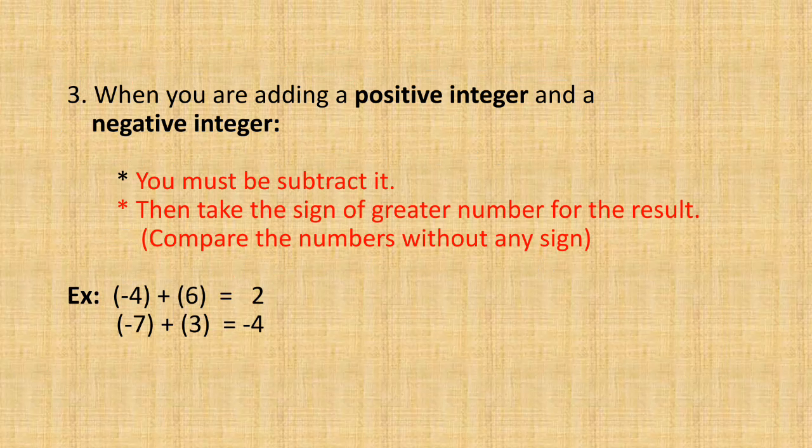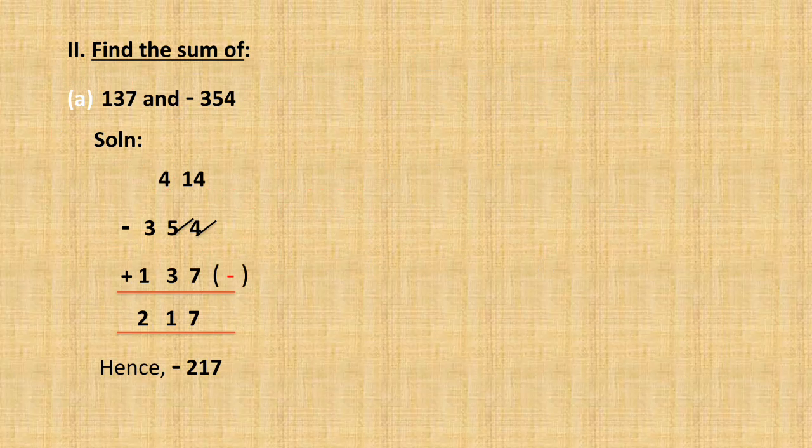What is the second step? Take the sign of the greater number for the result. Without sign, just compare the numbers 137, 354. Which is the greatest? Yeah, 354 is the greater number. So, we are considering the sign of that, minus 217. We did subtraction. Then taking the sign of the highest number, minus 354. So, we are concluding minus 217.